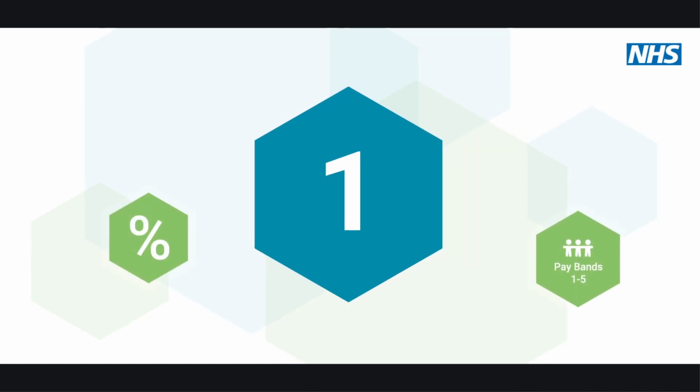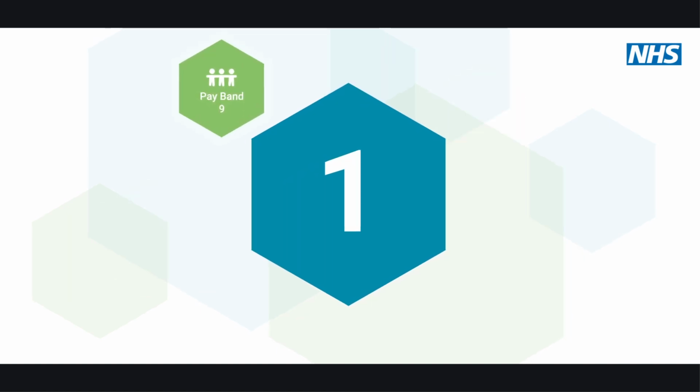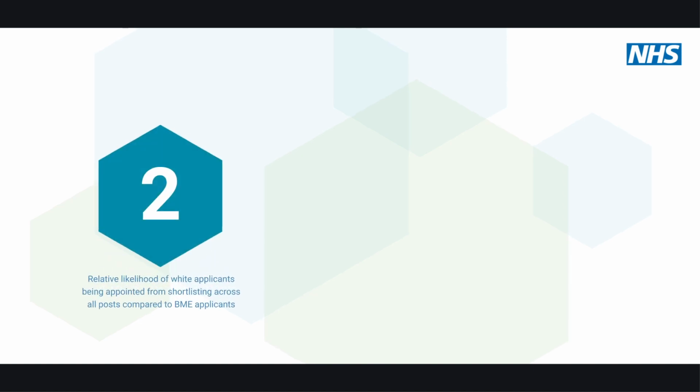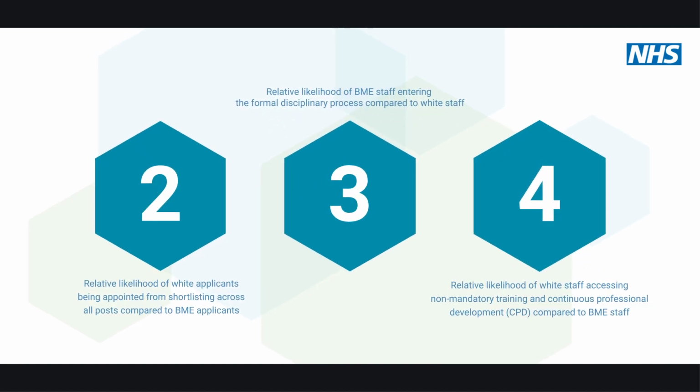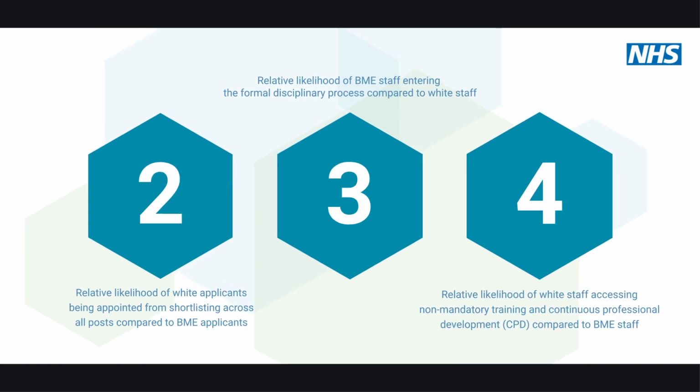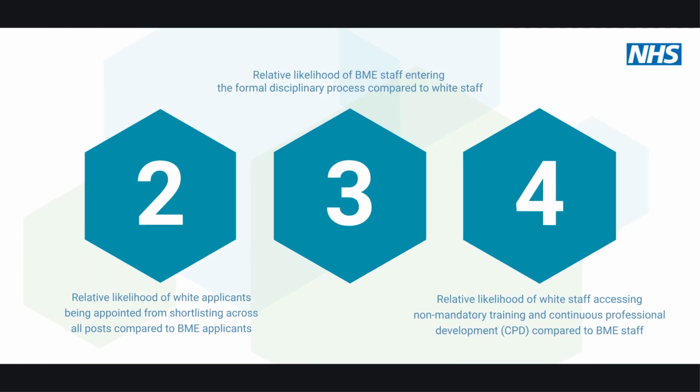Indicator 1 shows the percentage of staff in each of the payment bands compared with the percentage of staff in the overall workforce. Indicators 2, 3 and 4 focus on recruitment, disciplinary measures and staff's continual professional development.